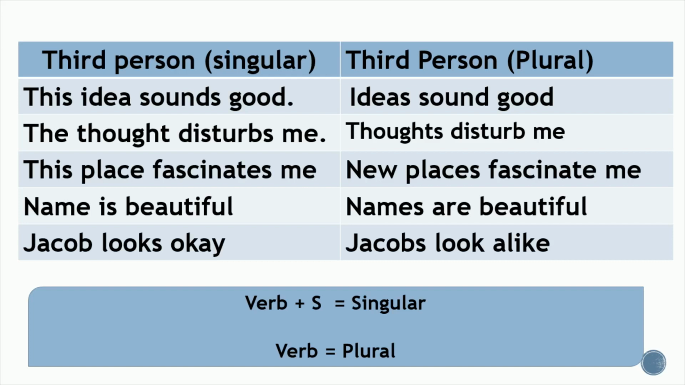Third sentence. This place fascinates me. This place. One place. The subject is this place. Fascinates. Verb plus S. Fascinate plus S. The subject this place and the verb fascinates agree with each other. So the sentence is right because there is subject verb agreement in the sentence.